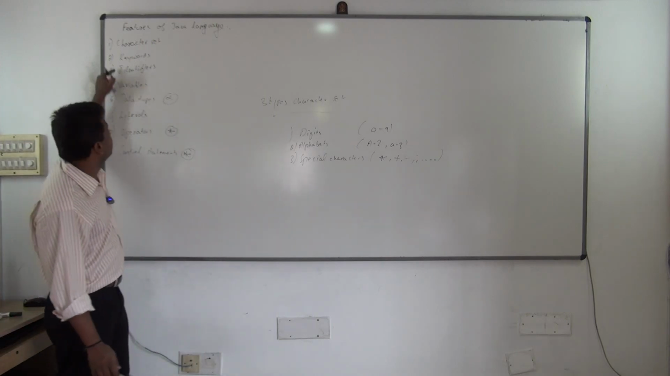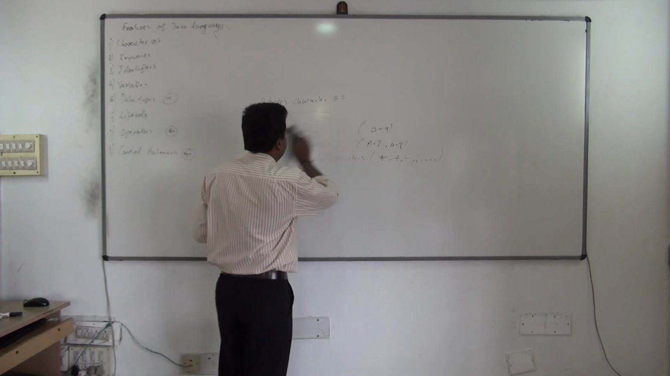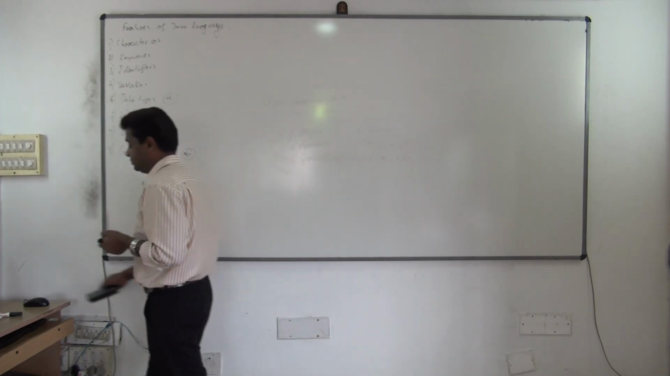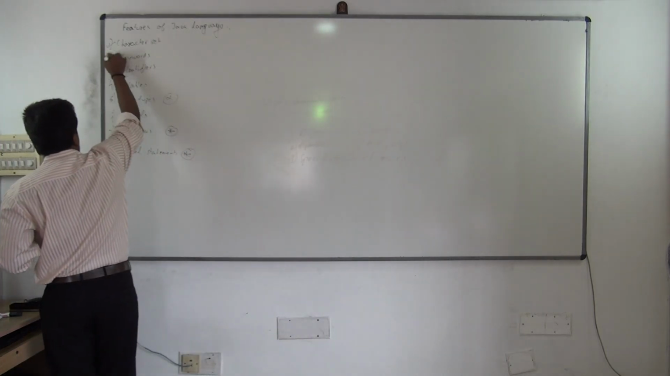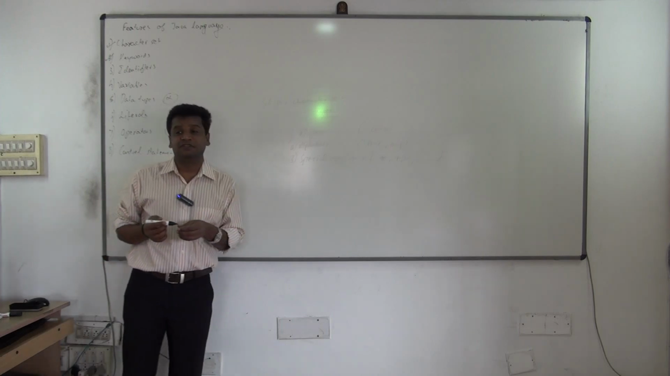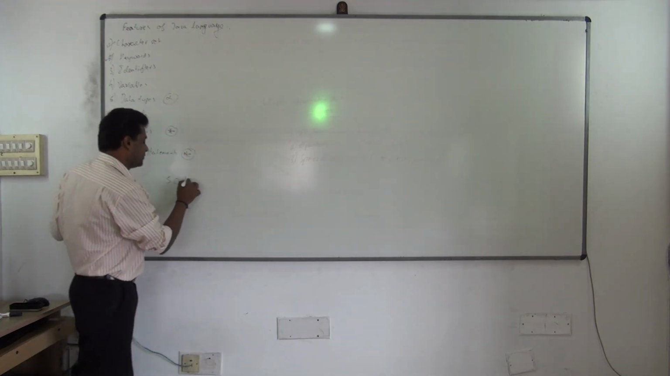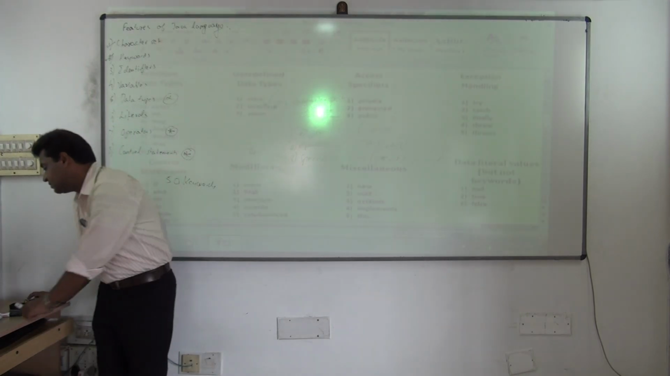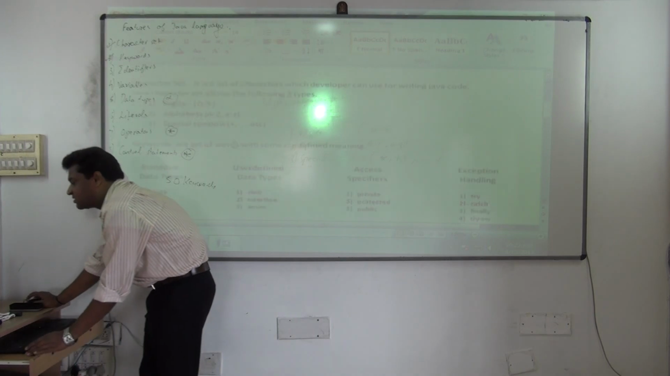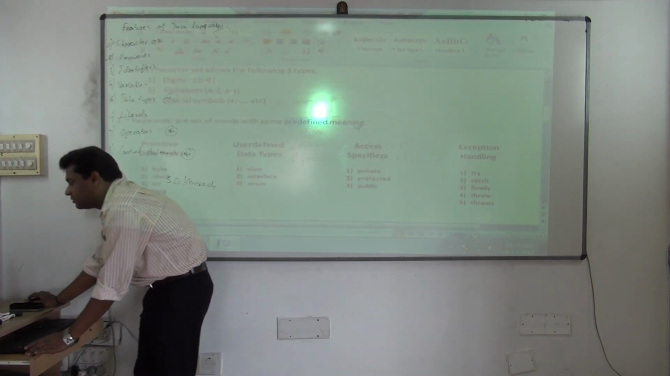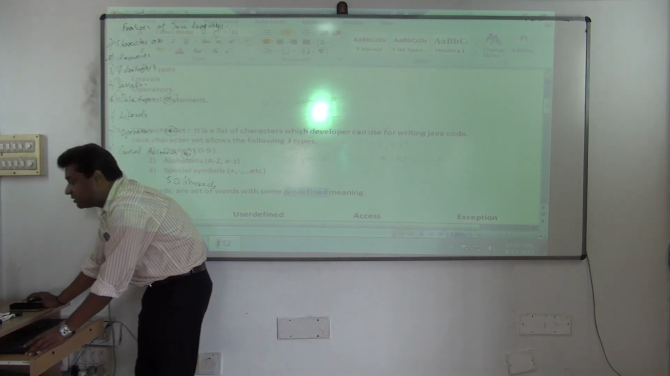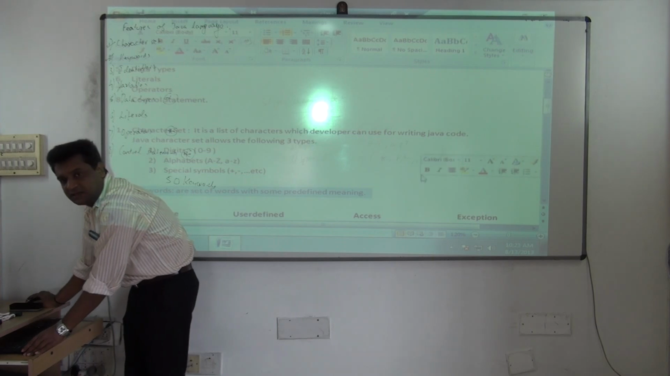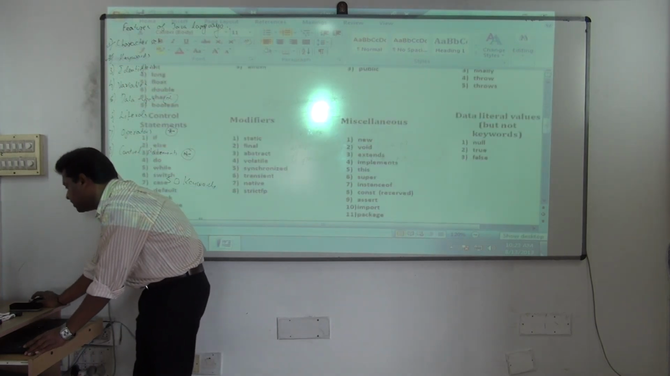So next comes keywords. In Java, how many keywords are there? The first one is over. Next one is keywords. There are 50 keywords in Java, and the list I mentioned in the last class. So first of all, what is a keyword? Keywords are a set of words with some predefined meaning. Keywords are some set of characters with some predefined meaning. These are called keywords. How many types of keywords are there?